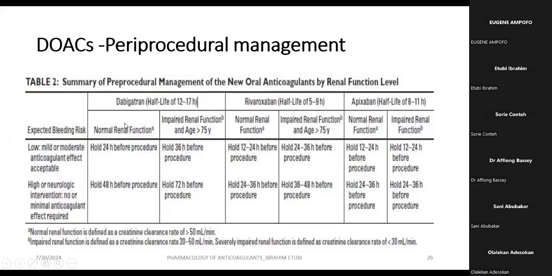So the first thing is that for each of them, you consider when the renal function is normal and when the renal function is impaired. Now for dabigatran, the half-life is 12 to 17 hours. So when you have normal renal function and the expected bleeding risk is low, you stop dabigatran 24 hours before the procedure. However, if the bleeding risk is high, you stop it even earlier, like 48 hours. And then if there is impaired renal function or the patient's age is more than 75, if there is low risk of bleeding, you stop 36 hours before the procedure, and if the risk is high, it is even longer, 72 hours before. So adjustment in terms of pre-procedural management is important for the patient based on their renal function.